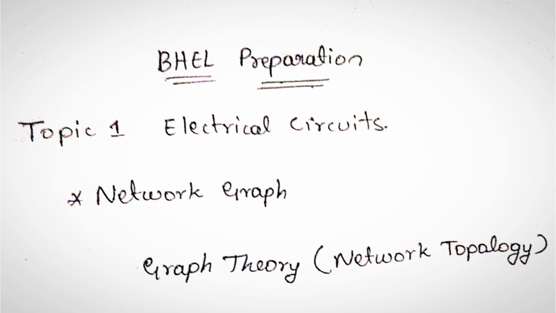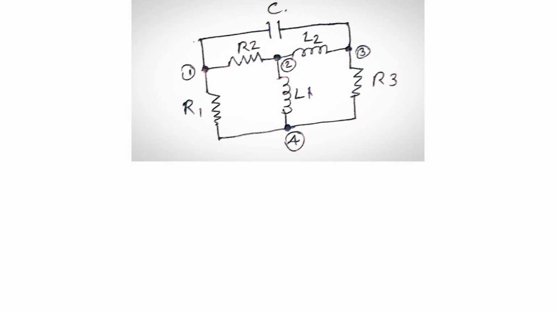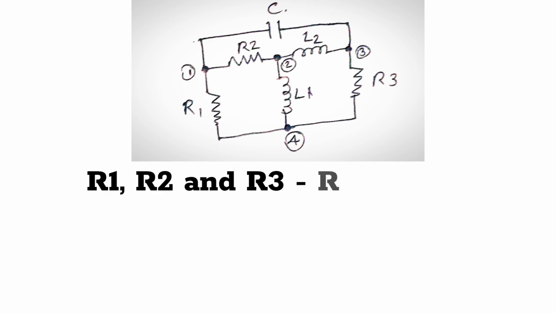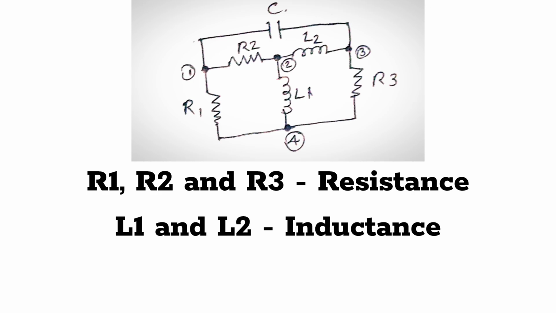The first topic is electrical circuits. In that, the basic one is network graph. In the network graph we will get graph theory. In graph theory, what all the things we will get, I am going to explain now. Each and every terminology I will also explain. Watch till the end. For better understanding, let us consider one circuit with R1, R2 and R3 as resistance, L1, L2 as inductance and C as capacitance.